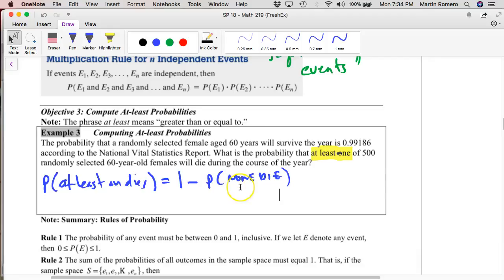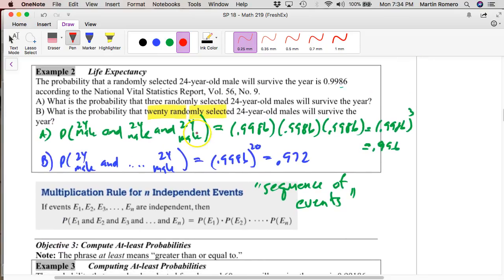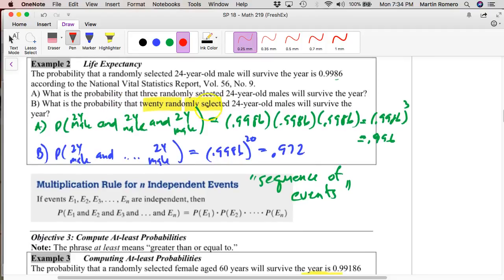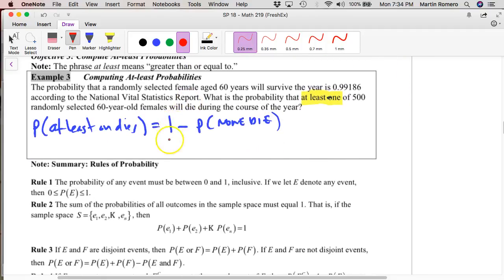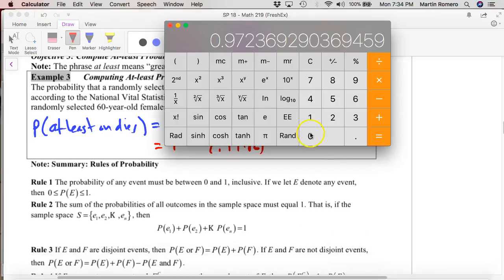And so then we can calculate the probability that none of them die. We can do that calculation. We basically did that up here. What's the probability that none die? So this turns out to be 1 minus the probability that none die, which is 0.99186 raised to the power of 500. We need to do something like that to get the answer.